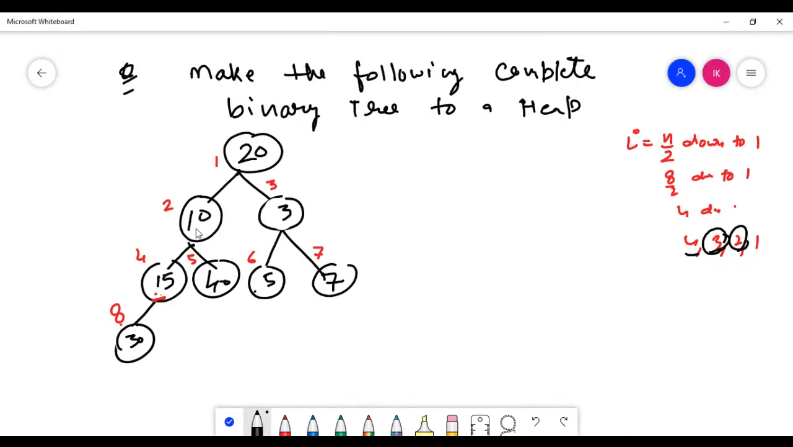Come to 2. Where is 2? 10, 15, 14. Right, no problem, because this is already smaller. No problem. Done, 2. Come to 1. 20, 10, 3. Which is smaller? 3. So 20 will come down and 3 will go up. So remove this one. Other 20. Now when you move 20, this gets disturbed. So what I took: 5 here, 20 here.